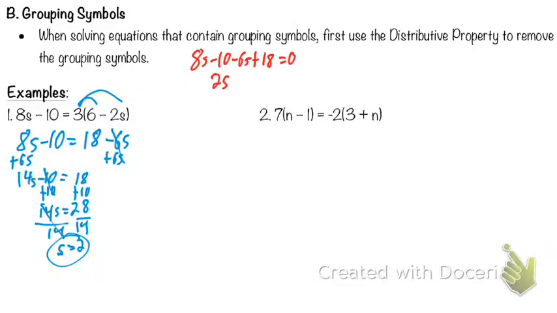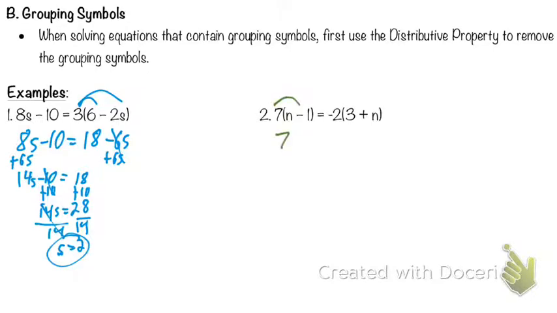Alrighty. Continuing on, I want you guys to try number 2. The only thing different on number 2 compared to number 1 is we have to double distribute. Okay, so distribute on each side. Alrighty. So we start by distributing.